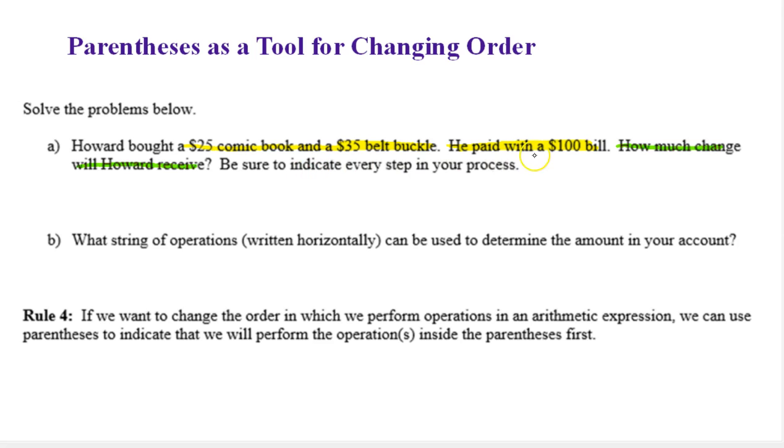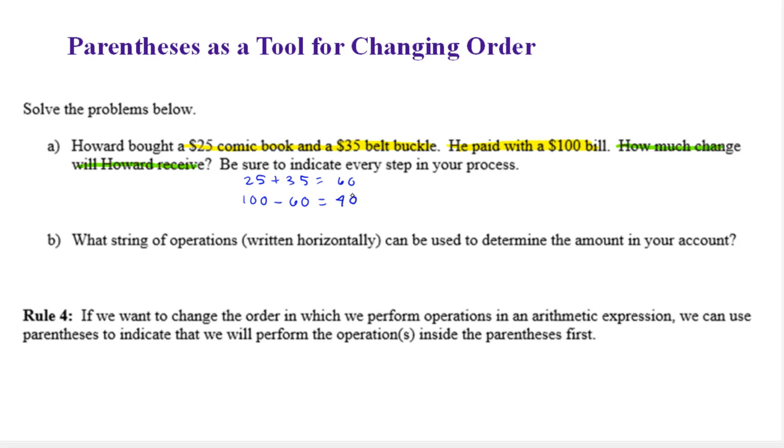So I could think of two ways to do this problem. You may want to say, well, how much did this cost Howard? How much did he spend? Well, he spent $25 plus $35, which is $60. Since he paid with a $100 bill, we'd want to take 100 and subtract 60 to see what his change is, which is $40.